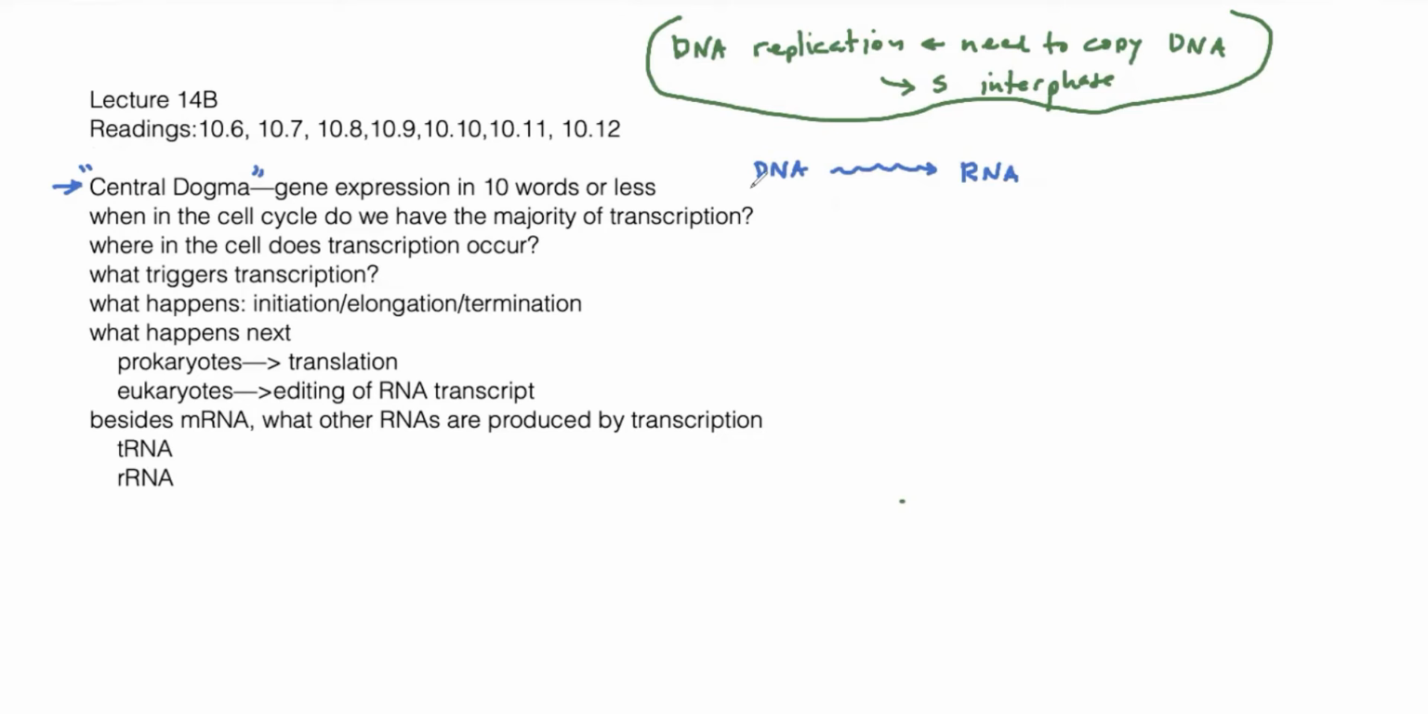In other words, we have the master copy of the information in the form of DNA. We'll make a copy of the information that we need in the form of RNA, and then we use the code of RNA, the sequence of bases in the RNA, to make a protein, which is the final gene product. This flow of information from DNA to RNA to protein is what's referred to as the central dogma.